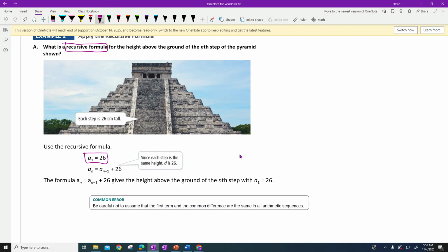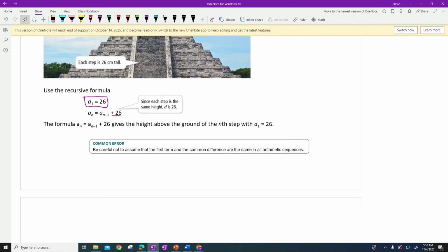Okay, so usually you do two things when you write a recursive formula. You say what a sub 1 is, where did we start, and then how much are we going up every time. So if I wanted to know what the second step was, I know my first step is 26, so I'm going to take 26 plus 26. Okay, and I get 52, I believe, would be the second step, and so forth. Every time I'm just going to add 26 to the previous number.